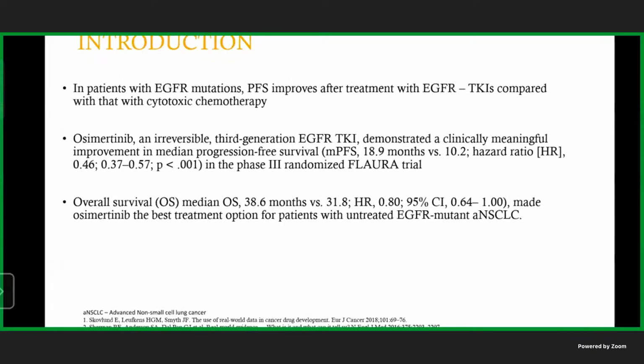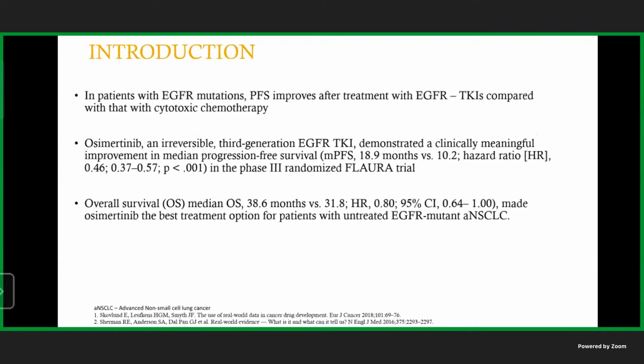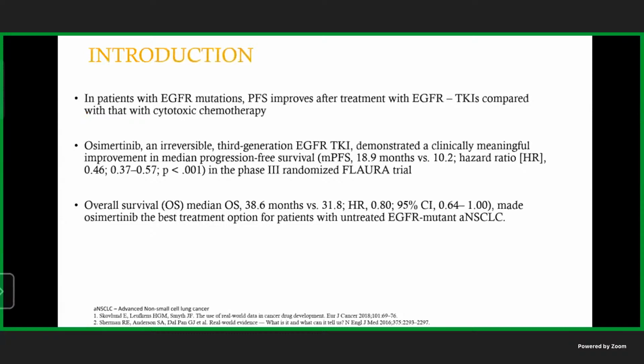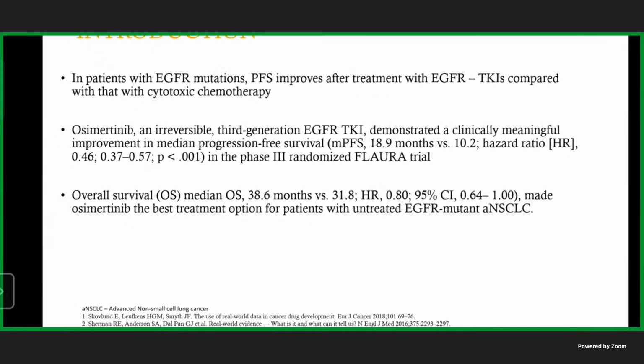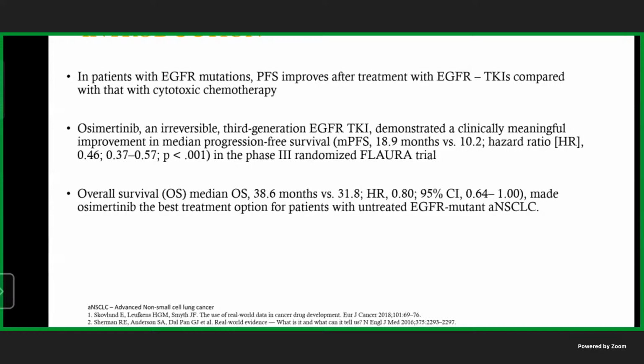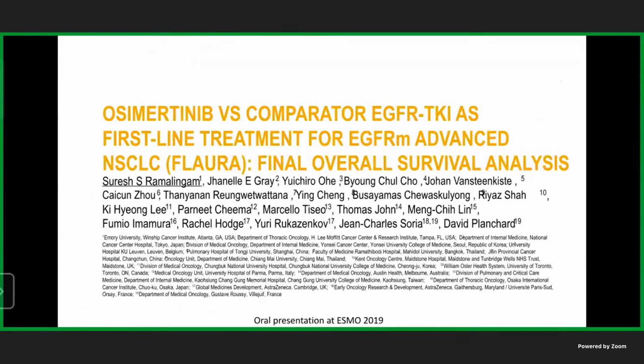So in patients with EGFR mutation positive disease, PFS improves after treatment with EGFR TKI compared with that of cytotoxic chemotherapy. And osimertinib, as we know, is an irreversible third-generation EGFR TKI that has demonstrated clinically meaningful benefit in terms of PFS and overall survival. Overall survival with osimertinib is 38.6 months versus 31.8 months, which is the best treatment option available to date.